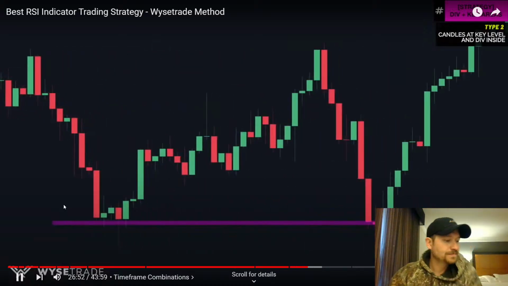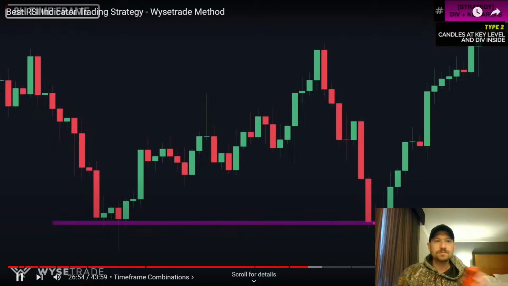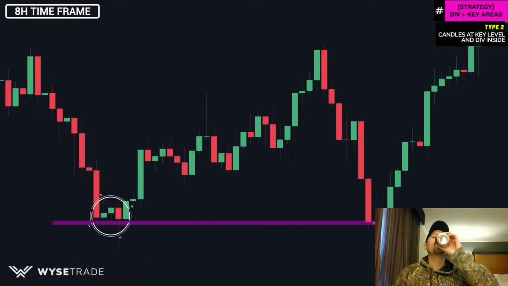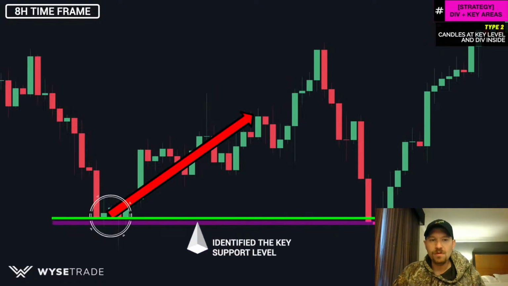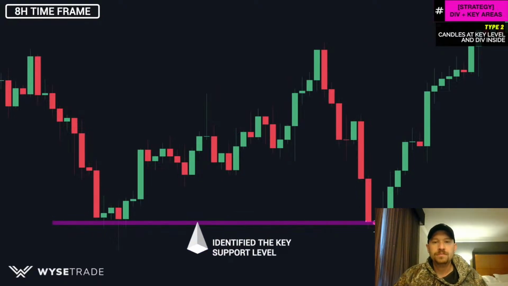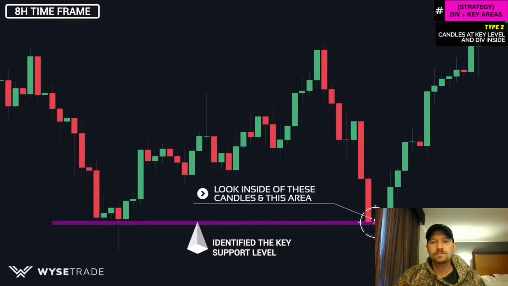Thank you. This is the 8-hour time frame. You identified your key reversal point here where price shot up from. So you had your support level drawn in. As price came back down, you had your inside bar candle with the wick sticking out the top, showing a reaction to the level of support. So after you spotted this, you would then want to look inside of these candlesticks and inside of this area.